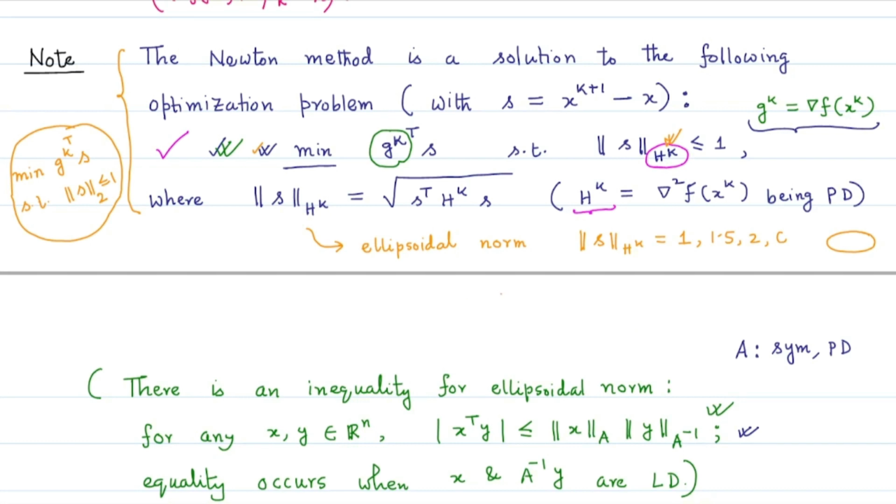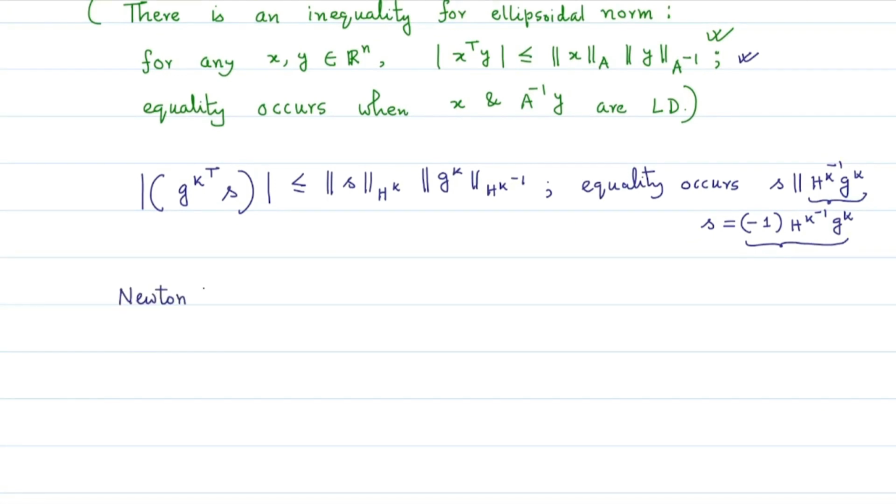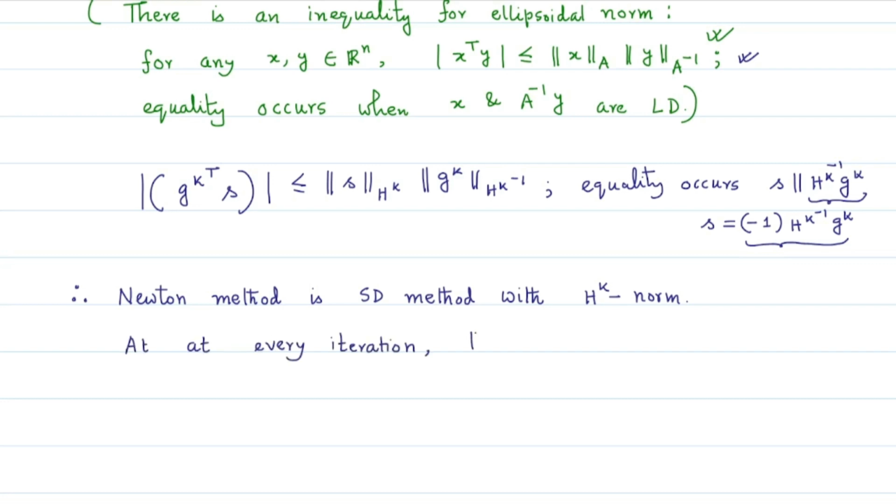And here we notice that at each and every iteration of Newton's method, this ellipsoidal norm gets changed because Hk gets changed, and hence Newton's method is also called a variable metric method, because at each and every iteration we are changing the norm or the metric being used to solve this minimization problem. So here we neatly write that Newton's method is a kind of steepest descent method with the ellipsoidal norm or Hk norm, as at each and every iteration the norm gets changed because Hk gets changed.